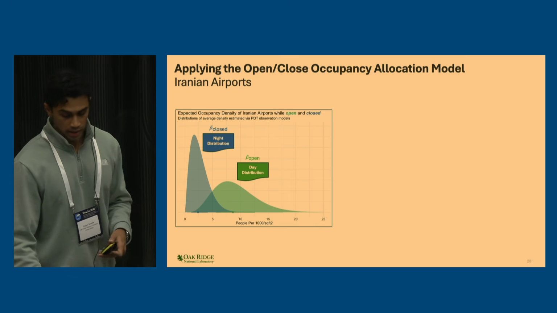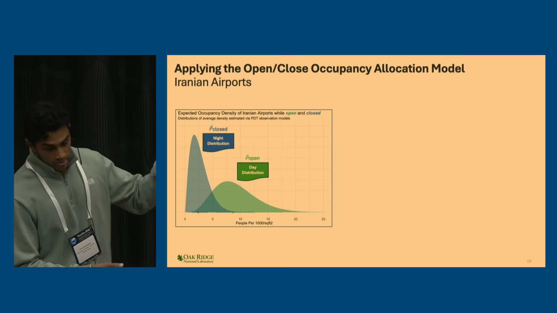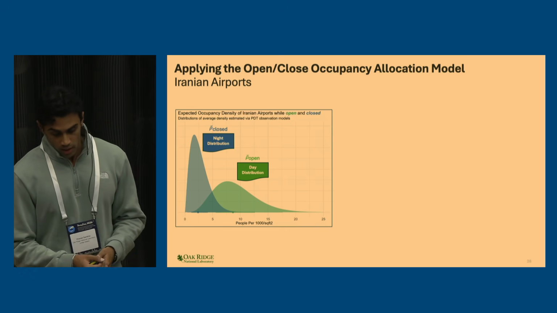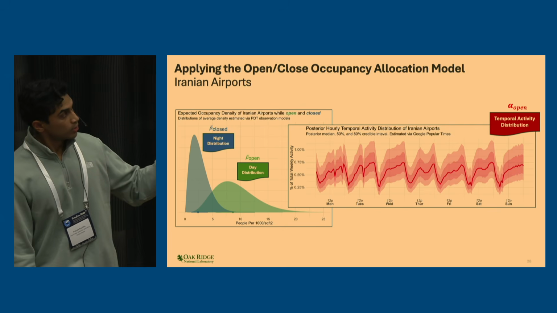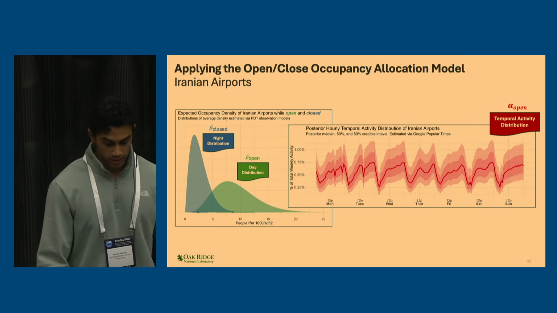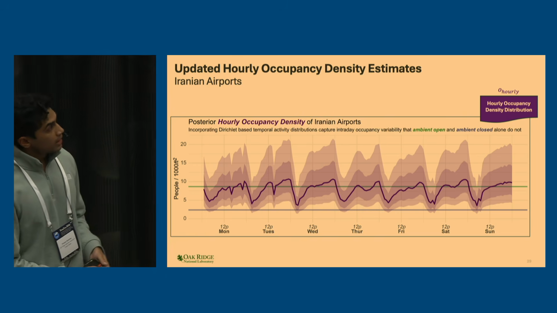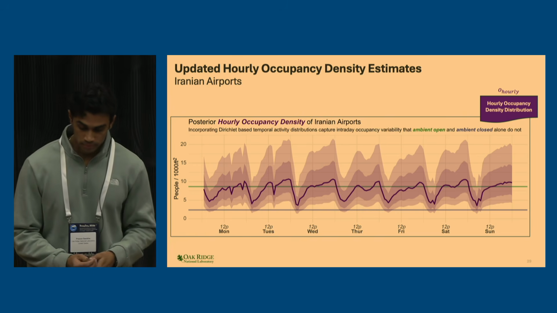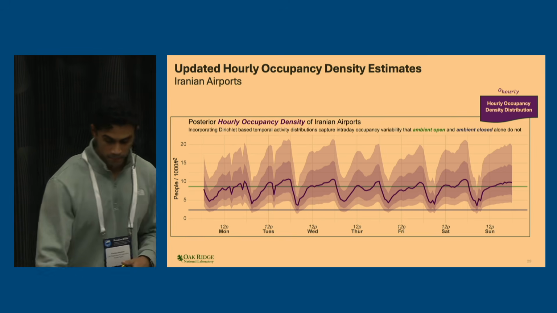Here you can see, again, going back to our Iranian airports, we have the daytime distribution in green and the nighttime distribution in blue. These are ambient densities. And then the Dirichlet hourly temporal activity that we derived is on the right. If we combine these two, we get an updated hourly occupancy density estimate. Once we combine them, the full posterior is what we get here.